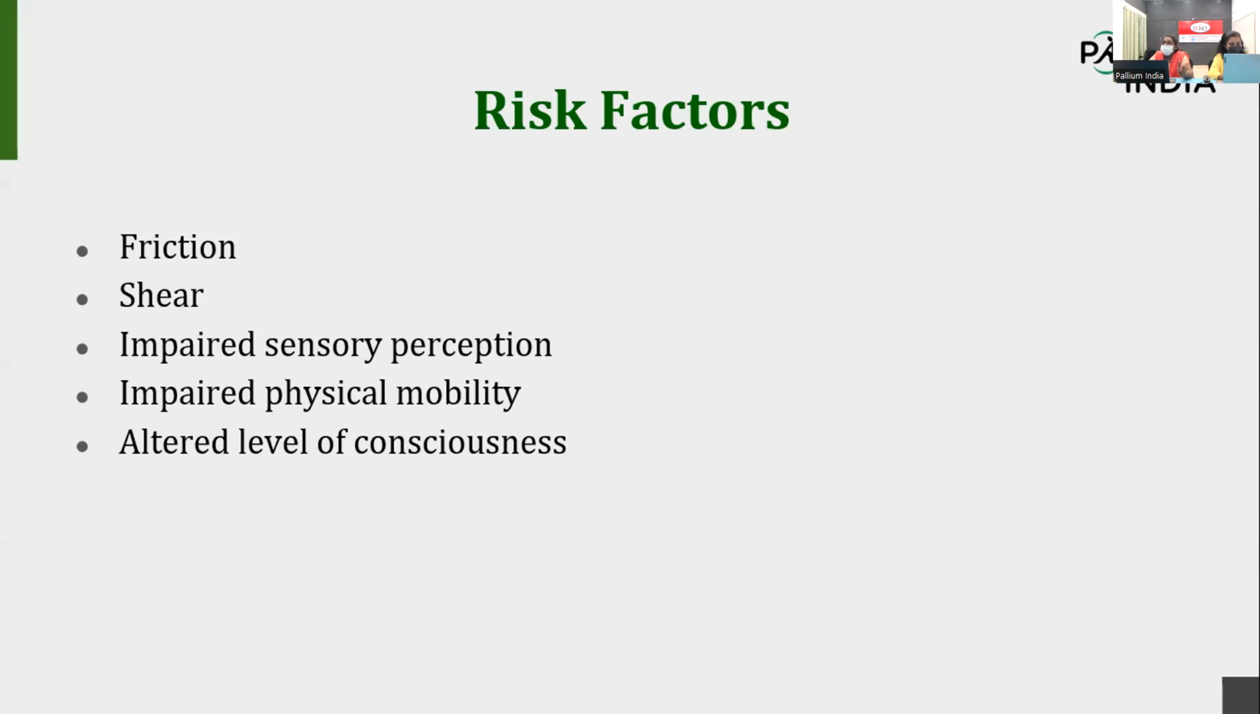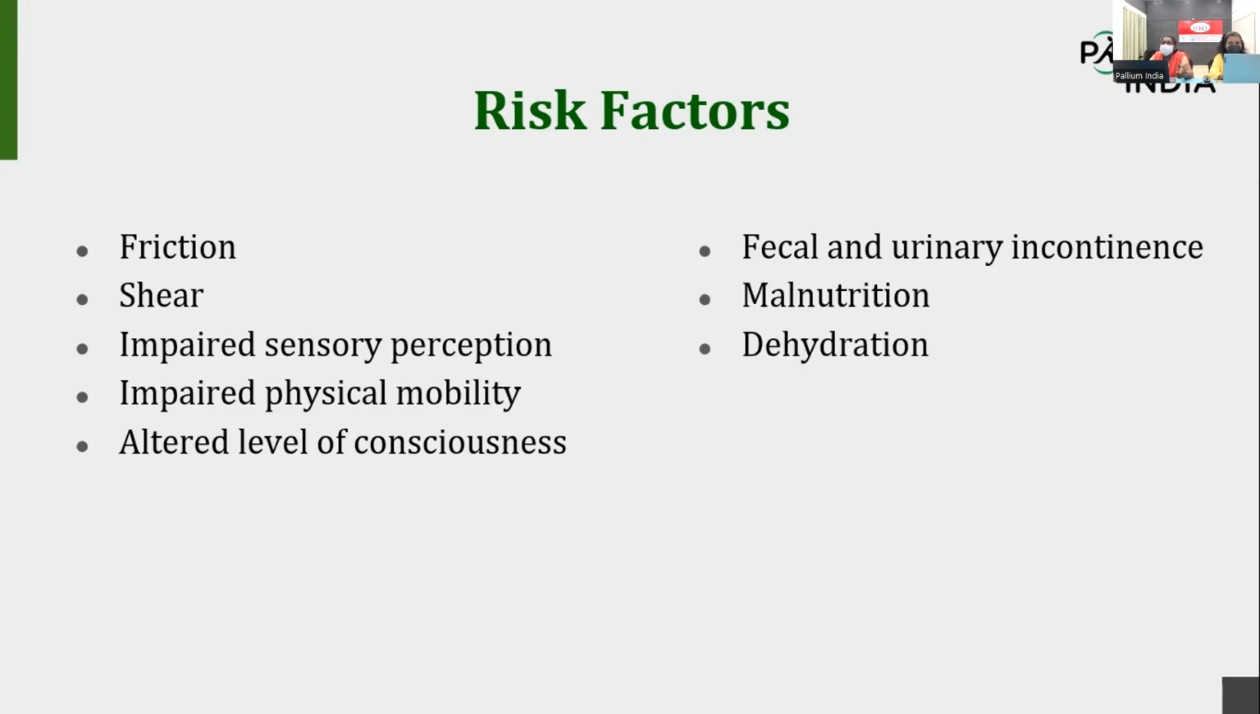So these are the other risk factors. Then altered level of consciousness: either semi-conscious or unconscious patients can get pressure ulcers. Then fecal and urinary incontinence. As I said earlier, the third major cause of pressure ulcer is moisture. If there is fecal and urinary incontinence, there is always a chance of moisture, and again the patient will get a pressure ulcer. Then malnutrition and dehydration. If the patient is not taking adequate protein in their diet, they can develop pressure ulcers.